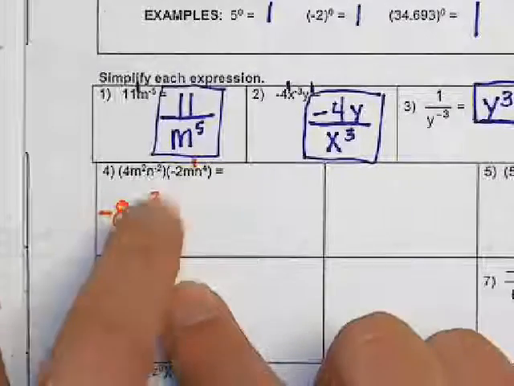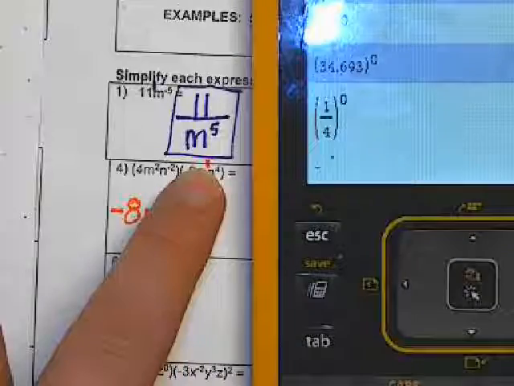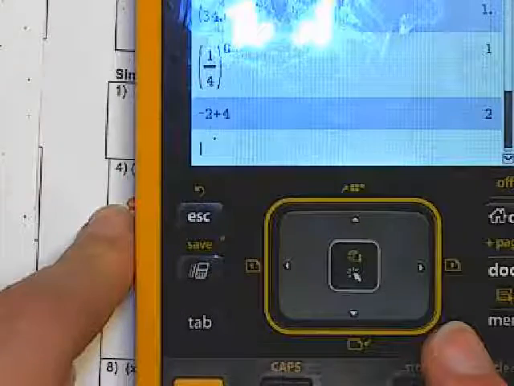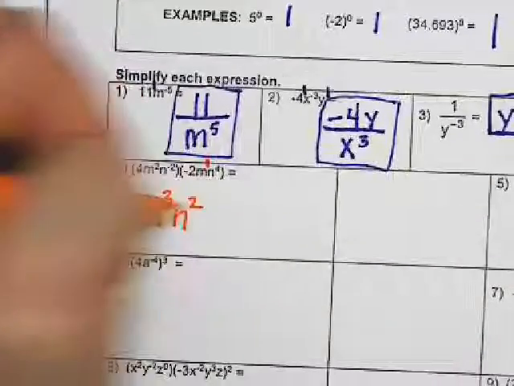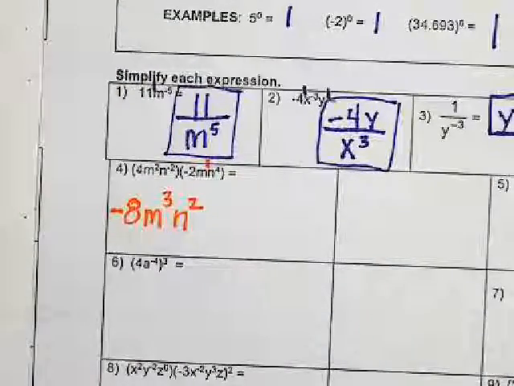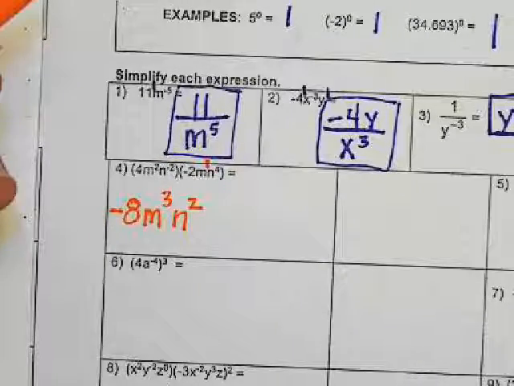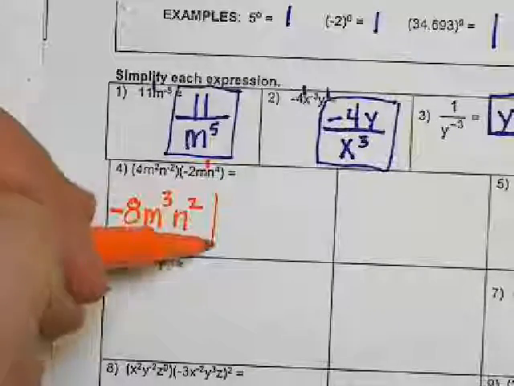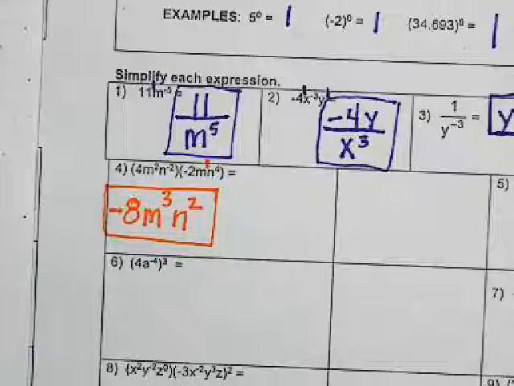Then I'm going to do the n's. I'm going to add a negative 2 and 4. Look how I plug this in. Negative 2 plus 4. And I get? 2. Positive 2. So that's going to be n to the second power. Do I have any negative exponents? No. So that's my answer. I don't have to move anything to the bottom because they're all positive exponents.